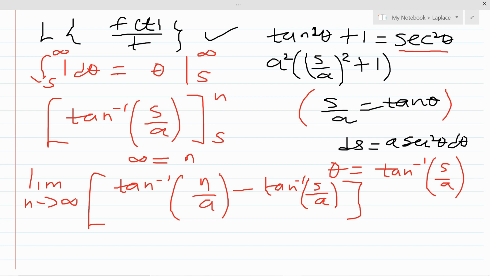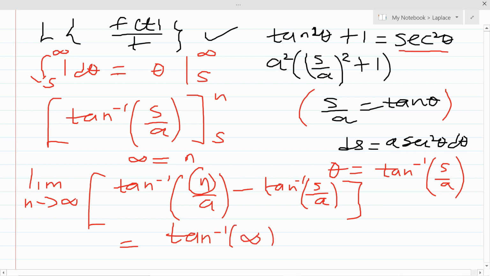Okay, so with this, what are we going to get? We're going to get something like tan inverse of n over a, which is the same as tan inverse of infinity, because we have the limit as n approaches infinity. I just put infinity in place of n, then we get infinity over a, and that will still give us infinity. So we get tan inverse of infinity, then minus tan inverse of s over a.